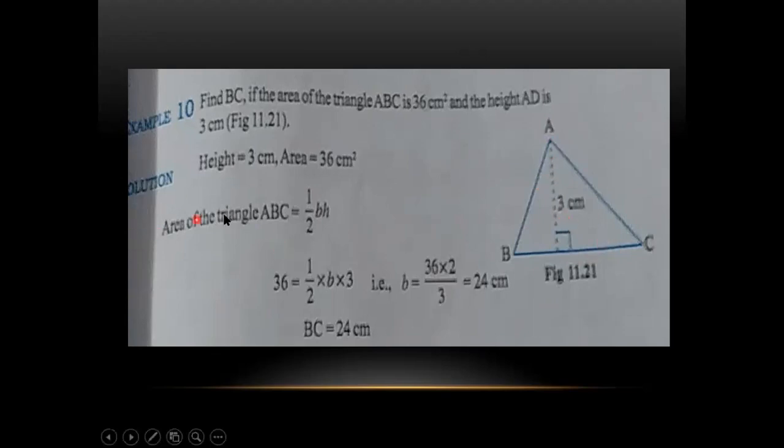So what is the formula? Area of triangle equals half into B into H, base into height. So 36 centimeter square equals 1 by 2 into B, which we don't know, into height 3 centimeter. So BC we have to find. B equals 36 into 2 by 3. So you will get 24 centimeters. So the base of the triangle, BC, is 24 centimeter.